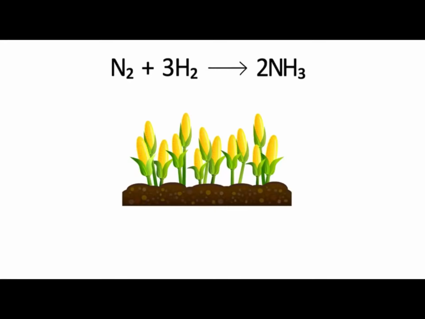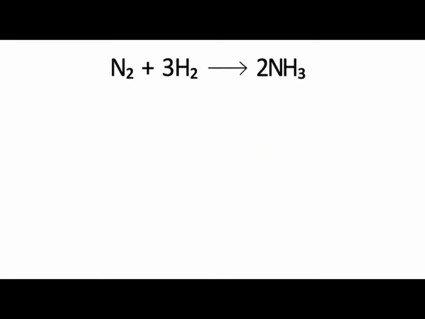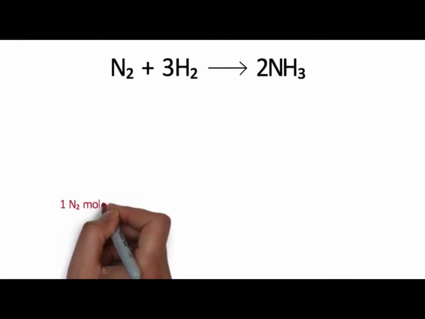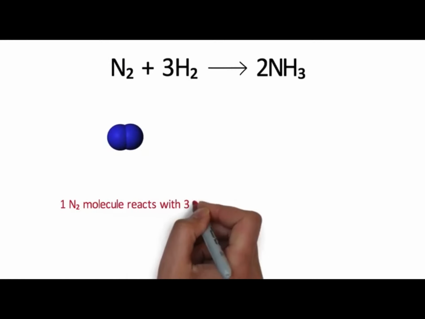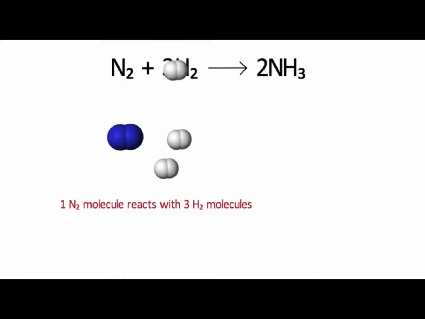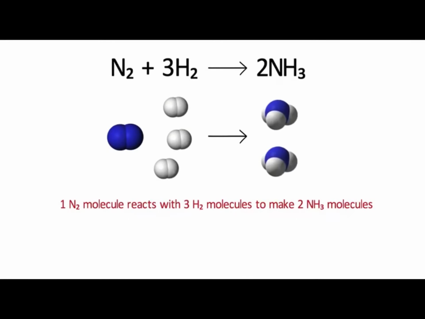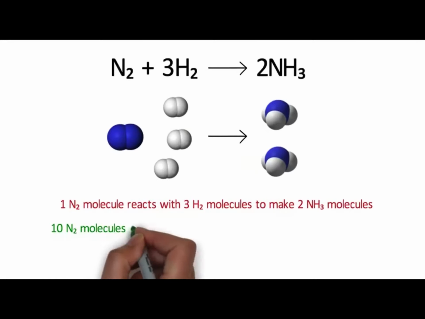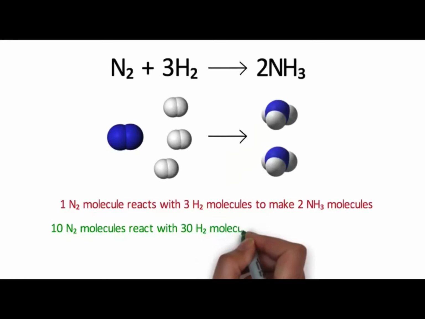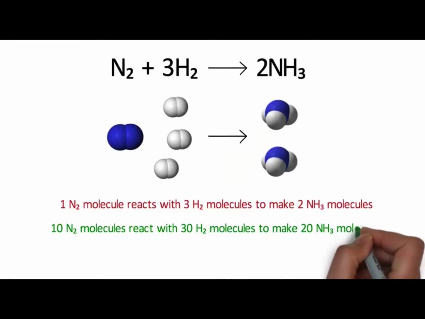Remember, our balanced reaction is a recipe, so what is it actually telling us? The balanced chemical equation tells us that 1 nitrogen molecule reacts with 3 hydrogen molecules to make 2 ammonia molecules. Well, what if we have more? Let's say we have 10 nitrogen molecules. How many hydrogen molecules would they react with? That's right, 30, and the reaction would produce 20 ammonia molecules.